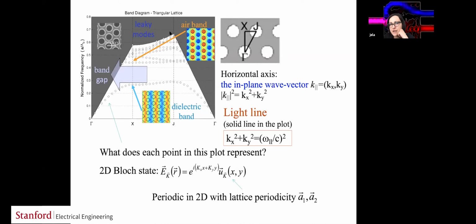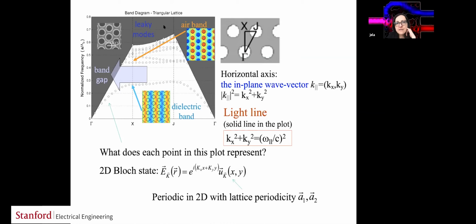From gamma to J, you change both of them, but they're related by a multiplicative constant. So it's kind of linear again. And then here, one of them is constant and the other one is changing. So you will have that omega is c times the square root of a constant plus the square of kx, okay? Which is why it looks like this.